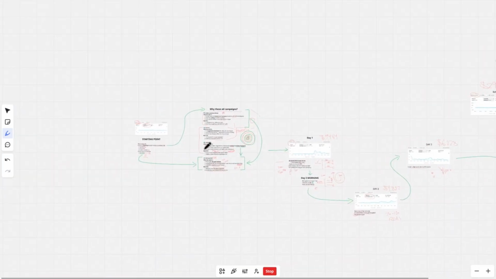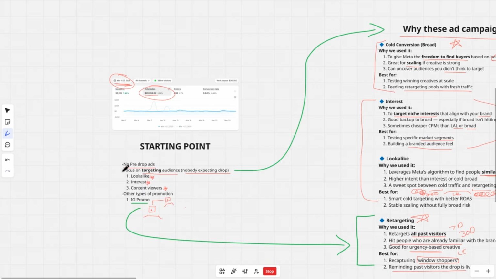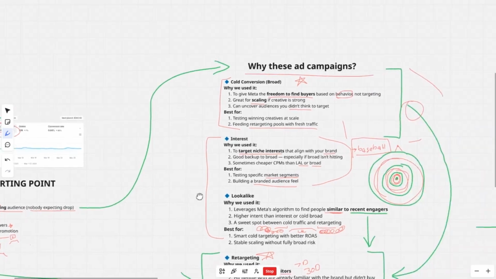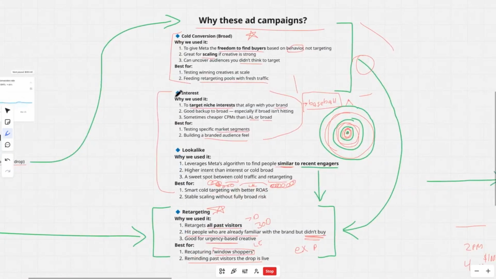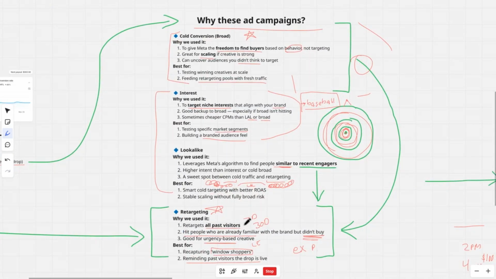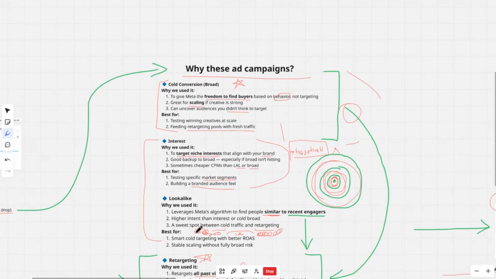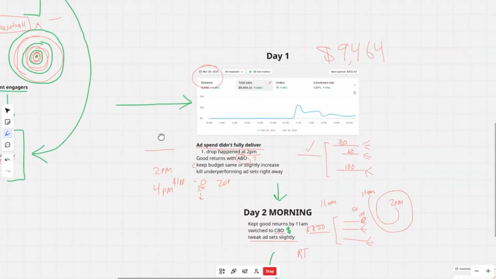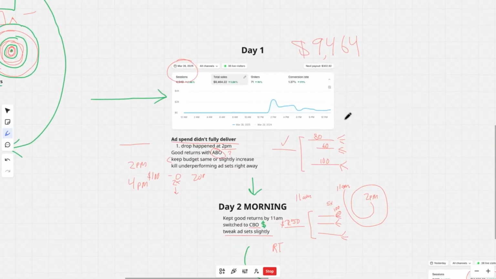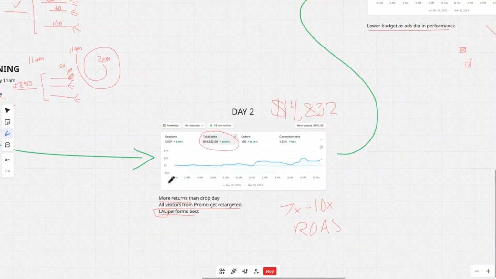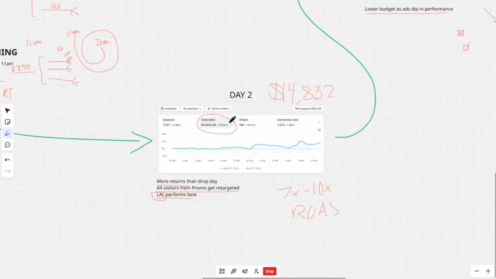Just a quick overview if you guys want it. Starting point, no pre-drop. Focus on targeting. Use Instagram promotion. Ad campaigns: cold conversion, interest stack, lookalike, retargeting. Retargeting would always be bread and butter. Lookalike this time performed the best. Day one, 9,000 in sales. ABO versus CBO. Switching some of the campaigns.